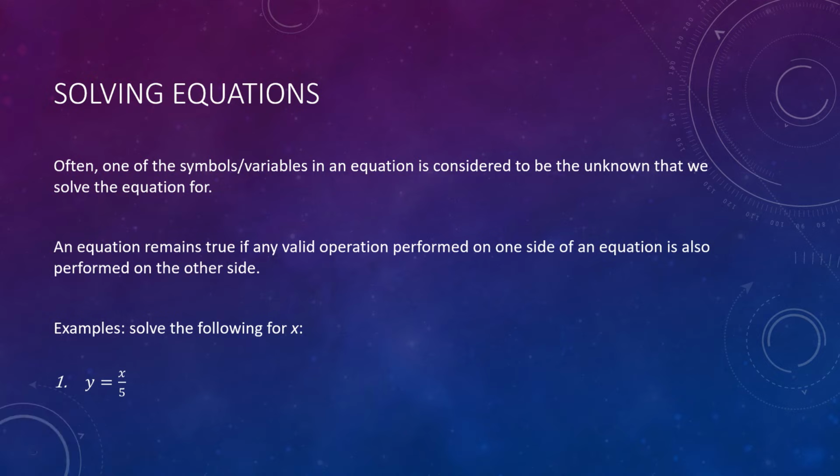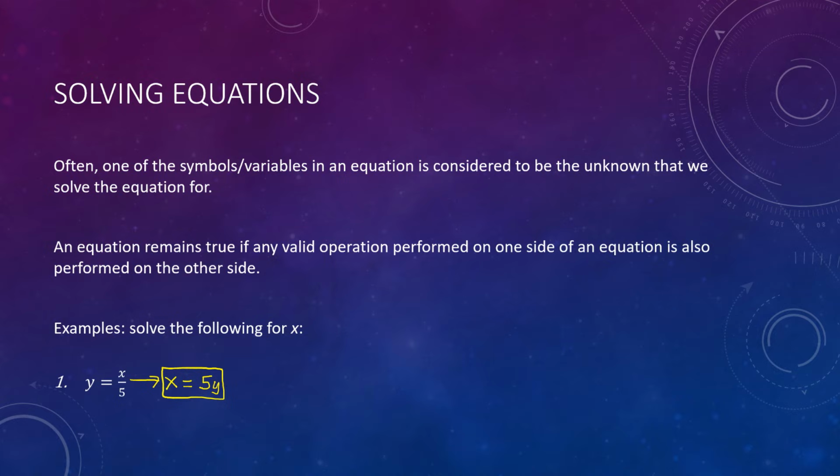So let me write this out here. I'll use an arrow to indicate we're doing something new. So x, if we multiply both sides by 5, will be equal to 5y. And that's it. Can't really have a simpler equation to solve.